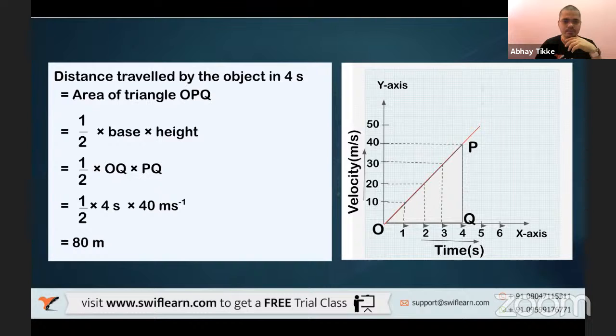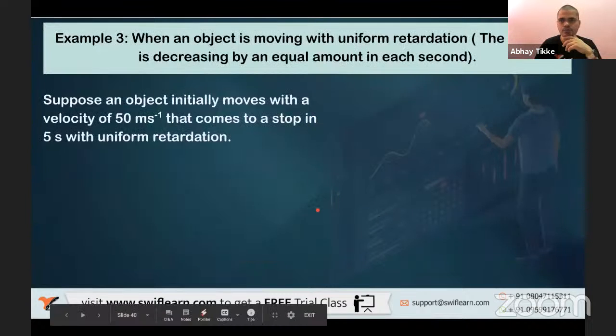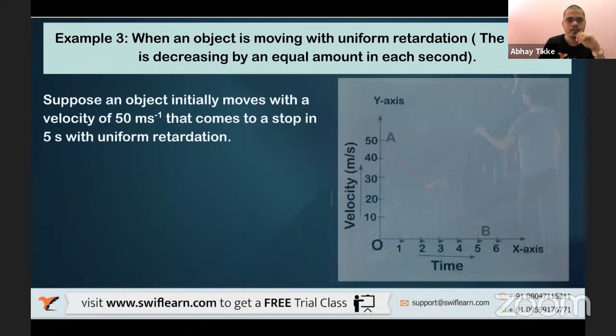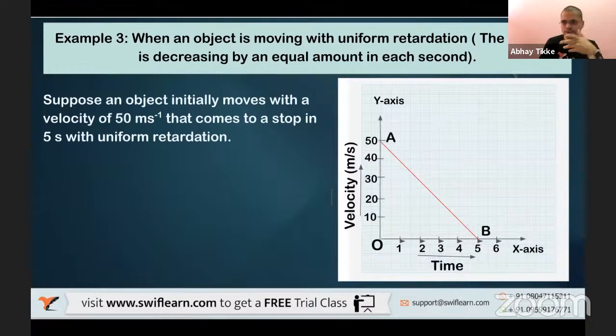This is the third example. When an object is moving with a uniform retardation, right? The velocity is decreasing. Retardation मतलब क्या? Velocity is decreasing, right? Suppose an object initially moves with a velocity 50 meter per second, that comes to a stop in 5 seconds with uniform retardation, right? तो stop पे आ गई. Starting में velocity कितनी थी? 50. उसके बाद क्या हो गया? Retardation हो गया. Velocity comes to rest at 5 seconds.